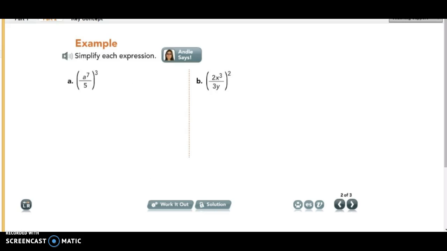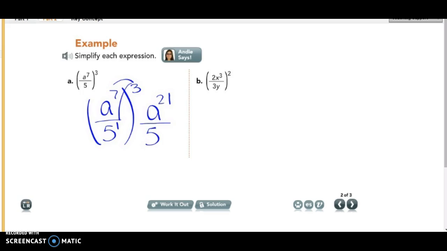They have given us 2 expressions to simplify, so let's go ahead and do that. So I have a to the 7th over 5, which we know really means 5 to the first power, and that all to the third power. So I'm going to multiply the a to the 7th 3 times. So that's going to give me 21 a's. And I'm also going to have 5 3 different times. Because I can't do anything with the a to the 21st, I'm going to leave that. But I know that 5 times 5 is 25, and times another 5 is 125. So this is going to be it fully reduced.